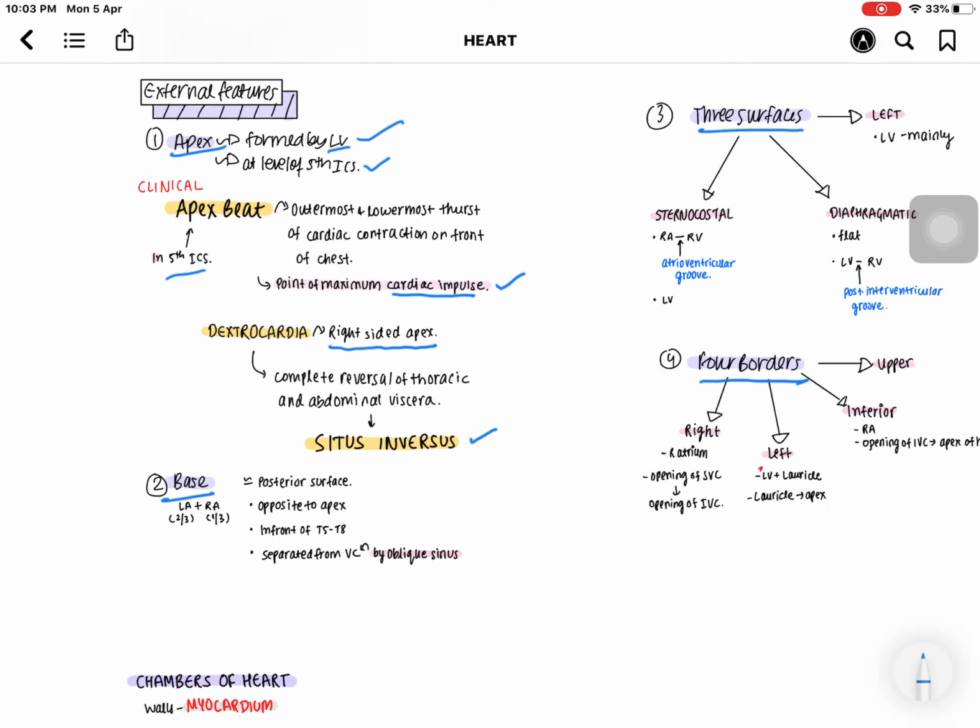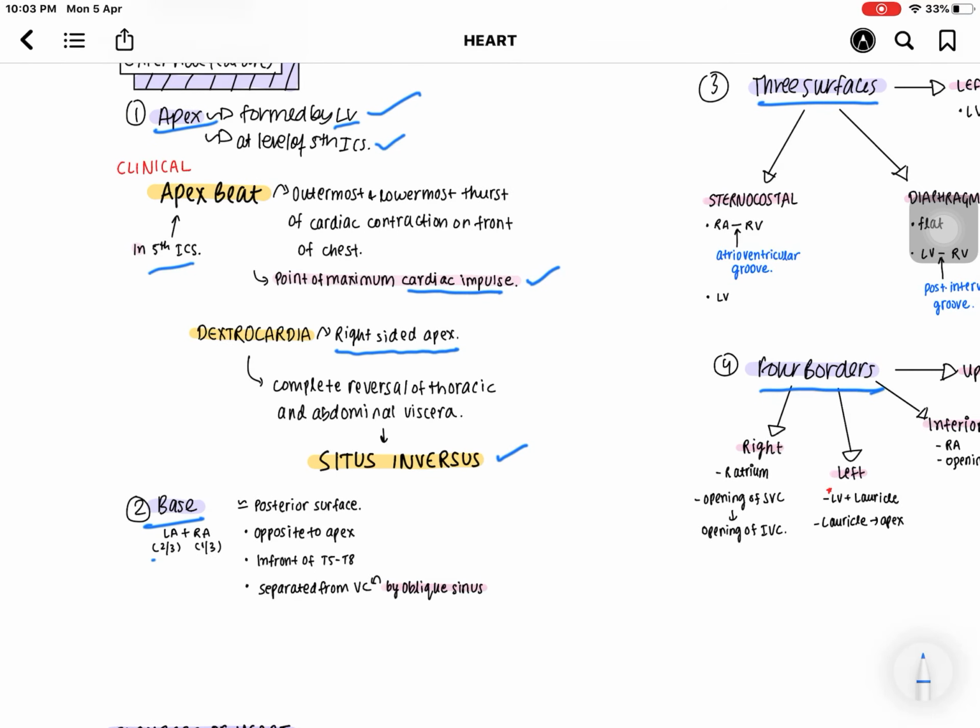Coming to the base of the heart, it is formed 2/3 by the left atrium and 1/3 by the right atrium. It is the posterior surface and is opposite the apex. The base of the heart is present in front of the T5 to T8 vertebrae. It is an important MCQ, and it is separated from the vena cava by the oblique sinus.